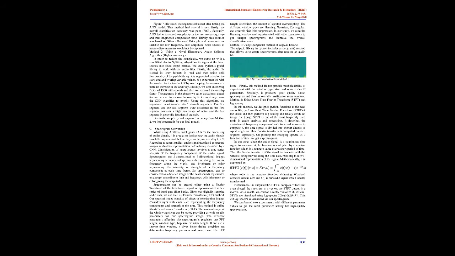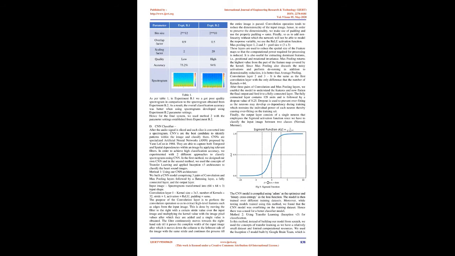Spectrograms can be created either using a Fourier transform of the time-based signal or approximated with a series of bandpass filter banks. Given our digitally sampled audio data, we use the fast Fourier transform, FFT, method. Our spectral image consists of slices of overlapping images, windowing, with each slice representing the frequency components and strength at the time. This method is called short-time Fourier transform, STFT.